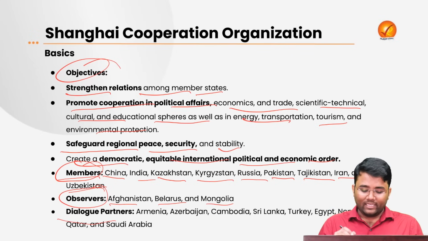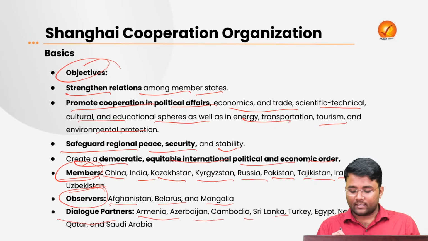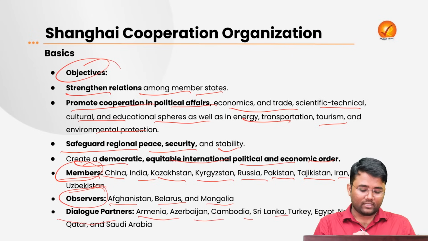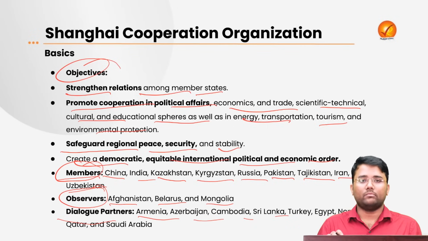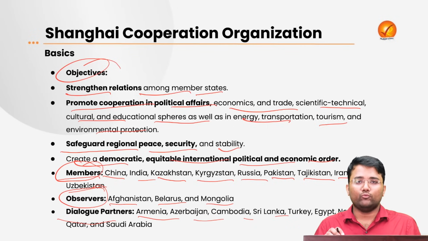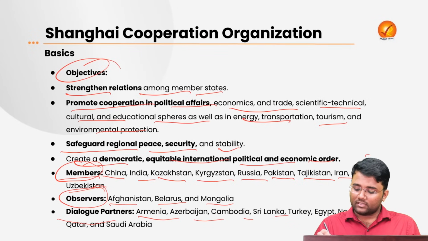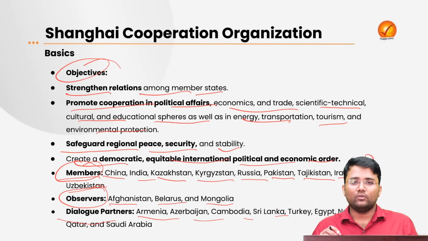And the dialogue partners are Armenia, Azerbaijan, Cambodia, Sri Lanka, Turkey, Egypt, Nepal, Qatar and Saudi Arabia. Now, in the past one year, UPSC has asked one question regarding members of the G20. So this member state list can be helpful in solving some of the questions that might appear in your prelims exam.